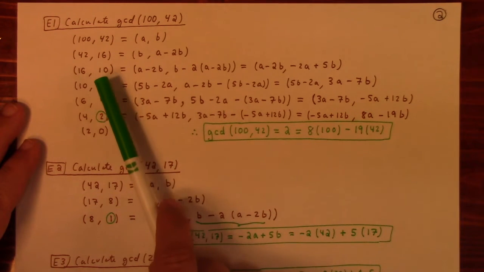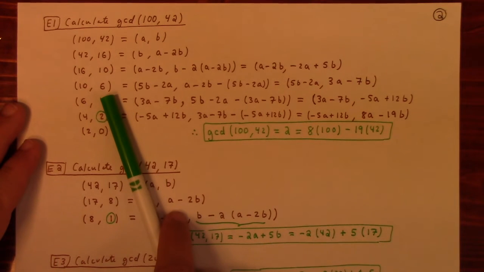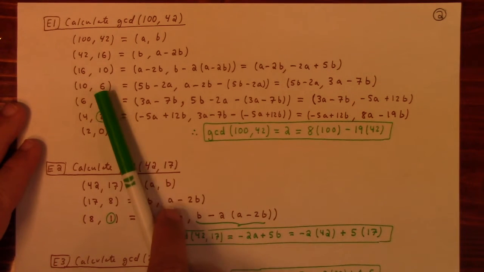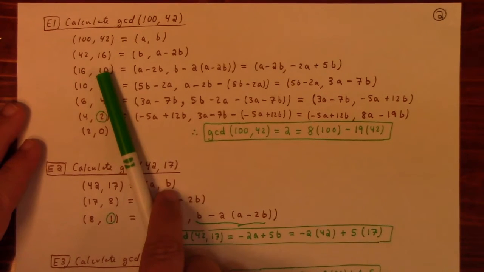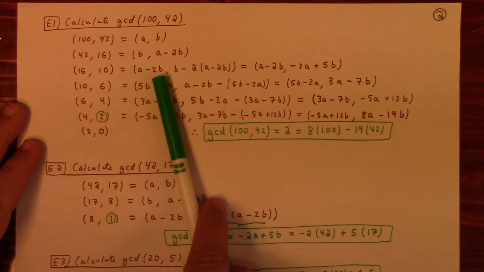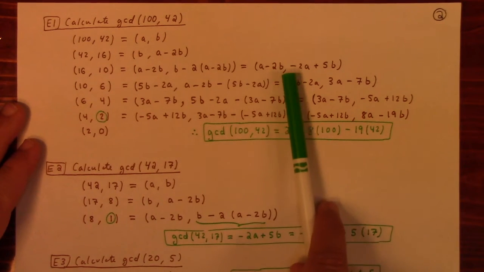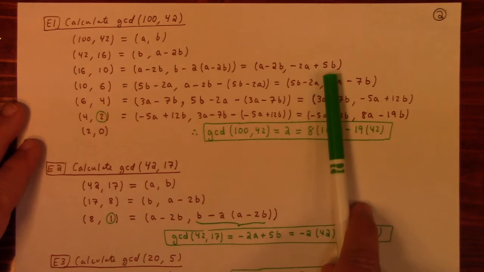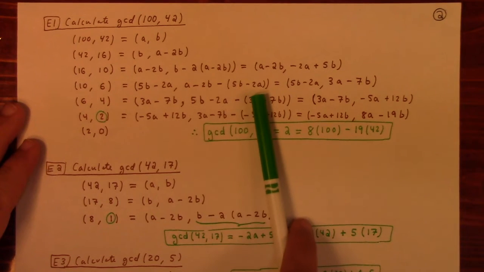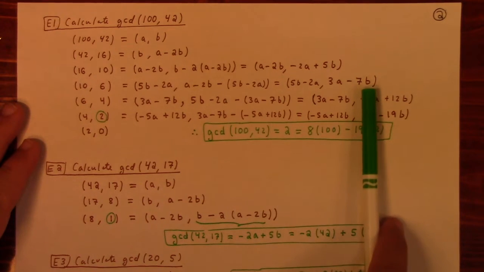Let's see here. So as I was saying, 16 divided by 10 has remainder 6. All right. How do you get that 6? You get 6 from 16 minus 10. So what I put here in the 6 slot should be the one above, minus that. So A minus 2B minus parentheses minus 2A plus 5B, which is what I put here. And that simplifies to 3A minus 7B.